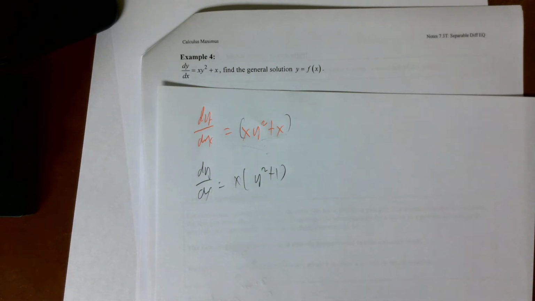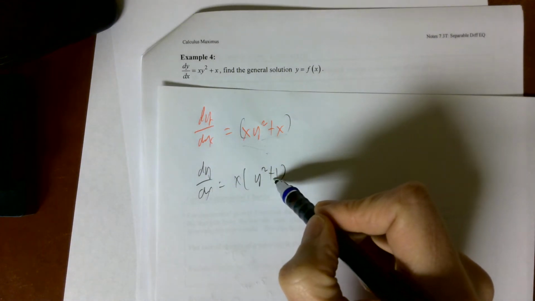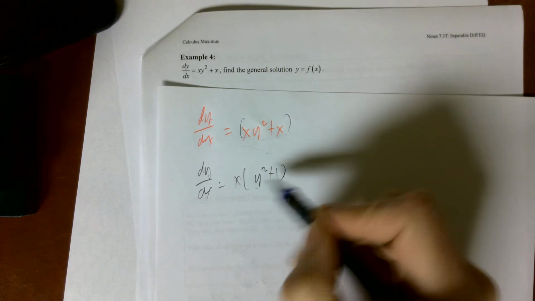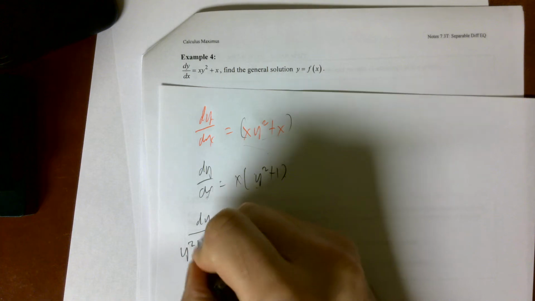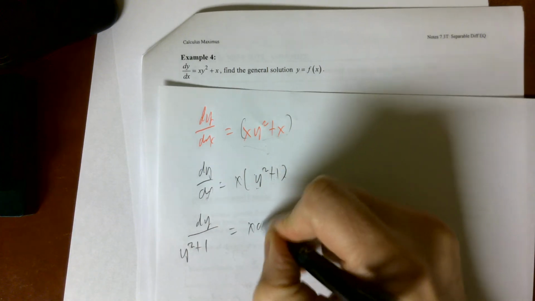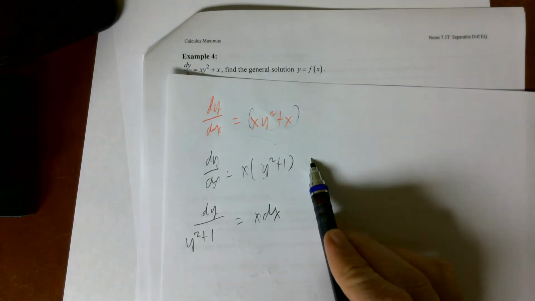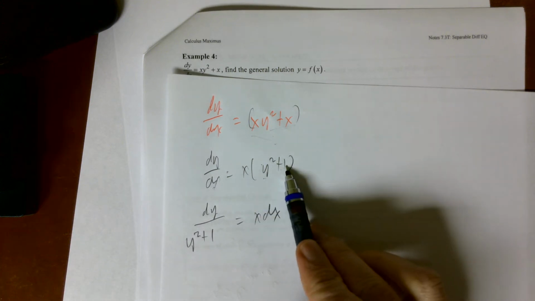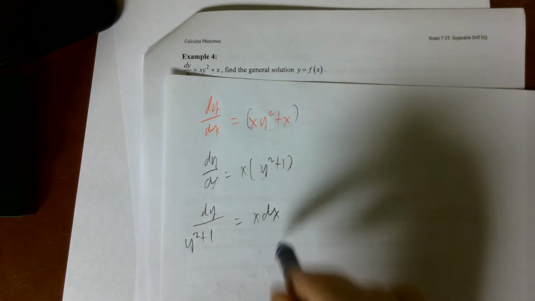And now when you look at it, I think it's a little more obvious how we can get our y's on the left and our x's on the right. To get my y's on the left, I'm going to divide by that y squared plus 1, and multiply by dx, and end up with dy over y squared plus 1 equals x dx. If you want to, you can multiply both sides by dx and then divide by the y squared plus 1. But your job is, I need all the y's on the left, all the x's on the right.